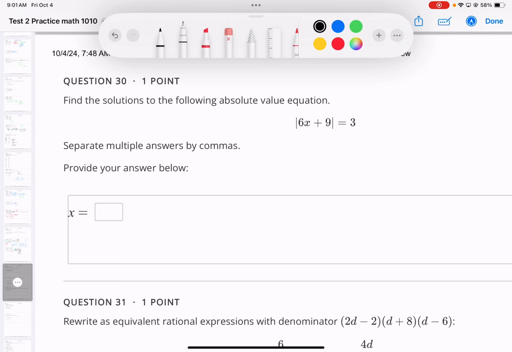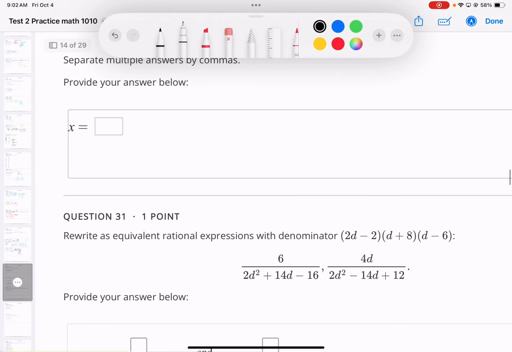Okay, what if it was the absolute value of 6x plus 9 equals 0? No, it's not. It's just 0. How many answers am I going to have? One. I'm just going to have one answer. It's 0. You can't do the negative. Yeah, you can't do a negative 0. Yeah. Oh yeah, I remember this. Okay, so I'm not going to do that one.